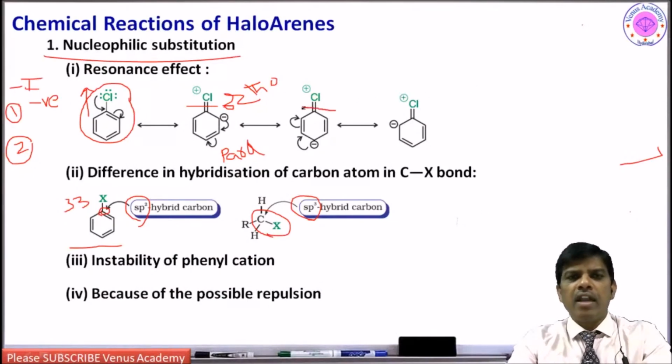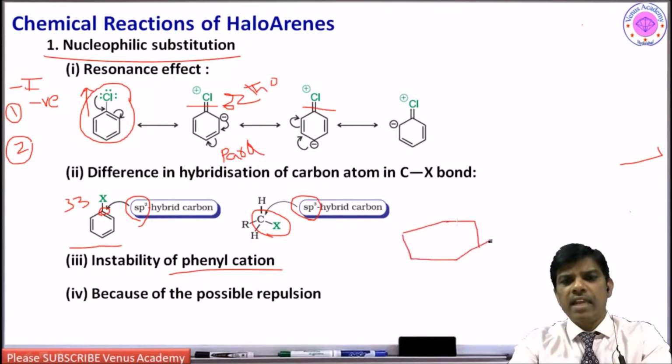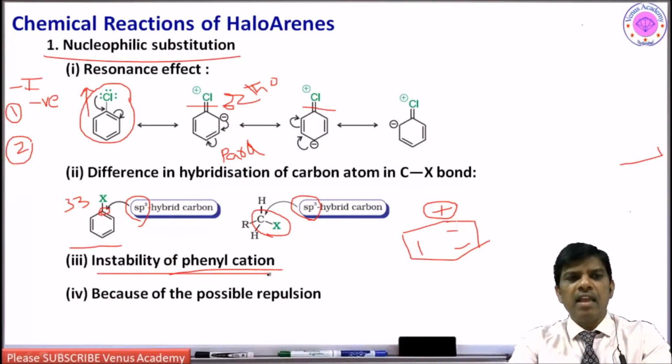And then there is the instability of the phenyl cation. Imagine somehow it forms a phenyl carbocation. This is phenyl carbocation. Is it stable? No, because it is not aromatic. Because of the instability of phenyl cation, the difference in hybridization of the carbon atom in the C-X bond, and the resonance effect, these haloarenes usually do not undergo nucleophilic substitution.